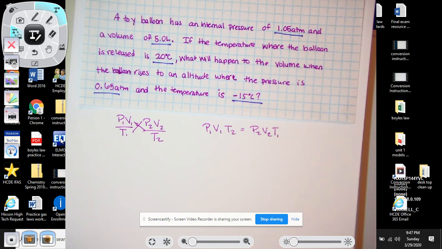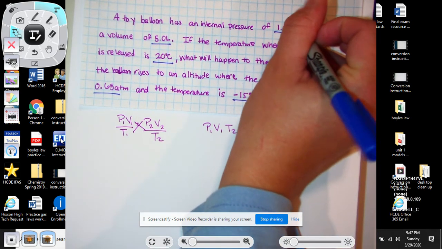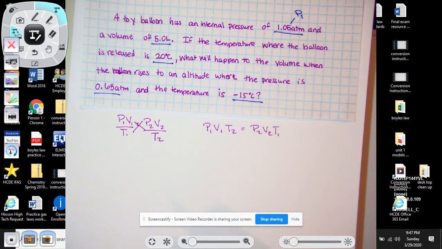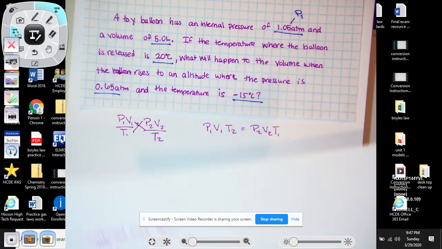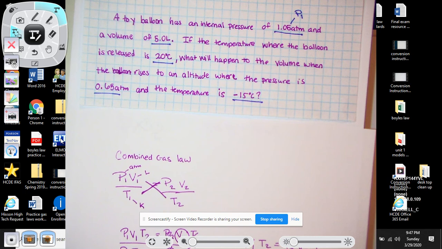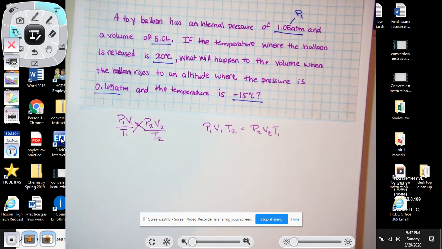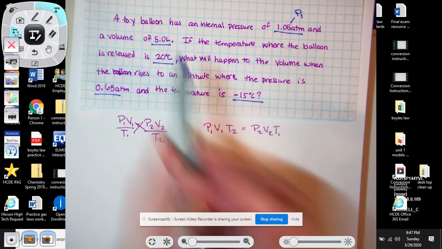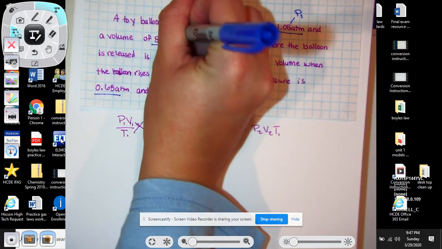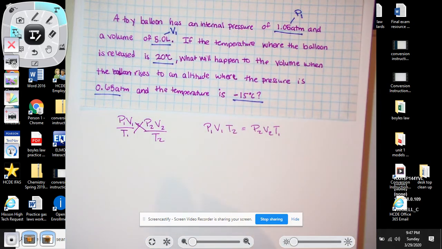Okay, so to do this, all I'm going to do is pull out that information. Atmospheres, that's going to be pressure, because we know that pressure is measured in atmospheres. And it's the first one given, so it's P1. It's in atmospheres, so I don't have to convert it, because if you'll remember, pressure is measured in atmospheres, volume is measured in liters, temperature is measured in Kelvin. Here we have 5.0 liters. We know liters is a volume, and it's the first volume listed, so it's V1. It is in liters, so I don't have to convert anything.